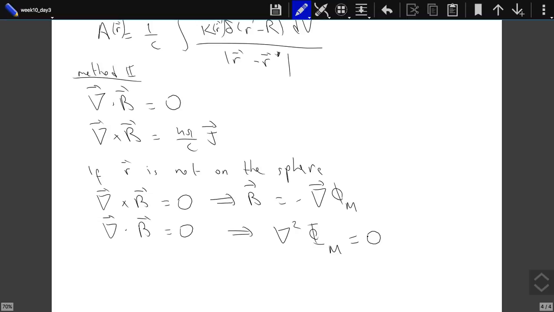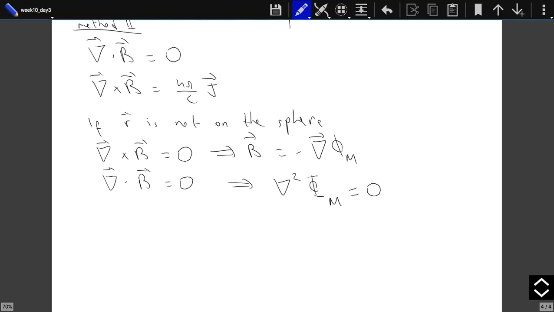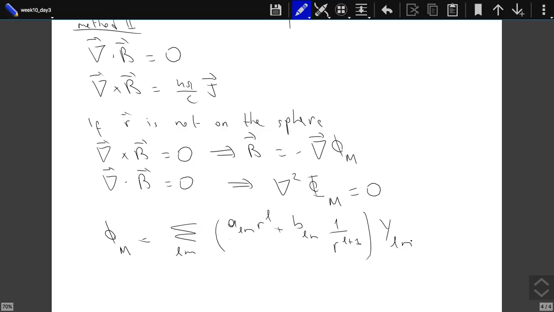Well, this is a spherically symmetric problem. We had already studied spherically symmetric boundary value problems in electrostatics. We know the general solution. So both inside and outside, phi m should have the form sum over l and m of A_lm times r to the l, plus B_lm times 1 over r to the l plus 1, times Y_lm of theta and phi.